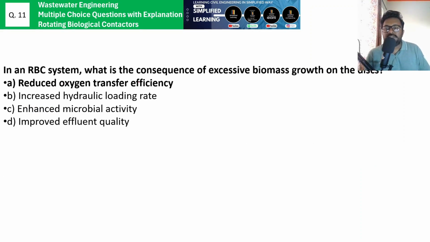Then in an RBC system, what are the consequences of excessive biomass growth on the disc? See, let's say we are looking at a disc and biomass has totally covered the disc, then what will happen? The bacteria on the inside layer of the biofilm are not going to have that exposure to oxygen. Atmospheric exposure is going to be absent for the bacteria on the inside layer of the biofilm. That's why reduced oxygen transfer efficiency is the effect of excessive biomass growth on the disc.